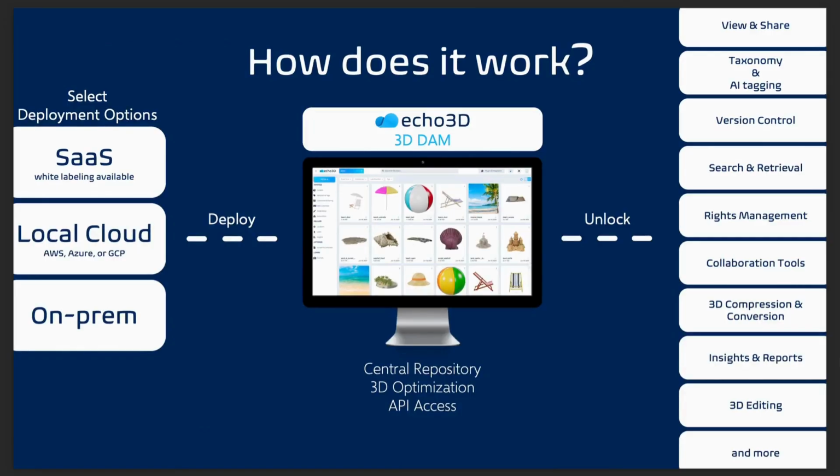Now that we've covered what echo3D is, let's take a look at how it works. Each client chooses their preferred deployment option: SaaS on our cloud, the local cloud within their own environment, AWS, Azure, or GCP, or on-prem. Once deployed, teams across the organization gain access to a wide range of features, like the ones listed out here on the right, and many more. So now that you know what echo3D is, let's jump into the actual platform.